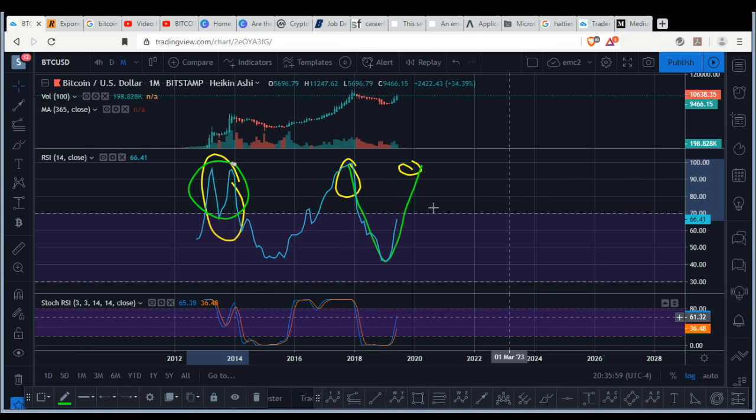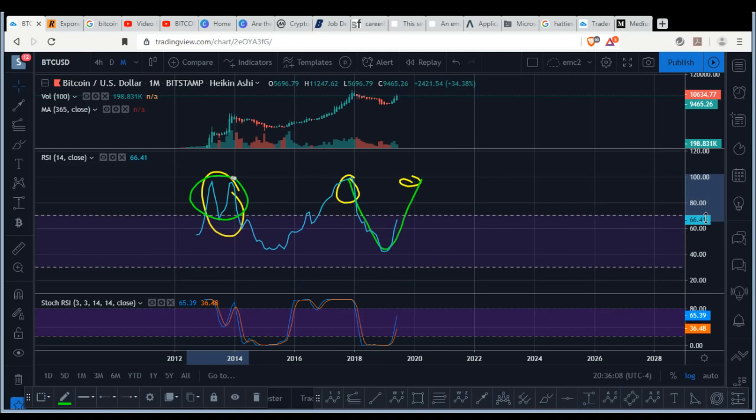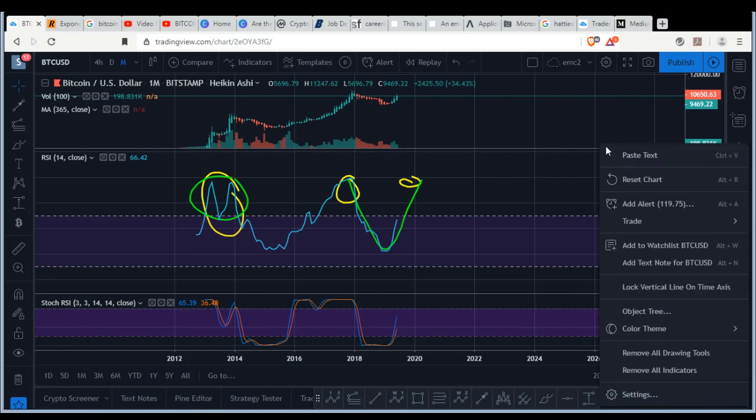So when you compare these two V shapes, this one and that one, I'm expecting a double top on the monthly chart. So how do I know? How can I expect where we're going to be peaking, where the peak is going to be?